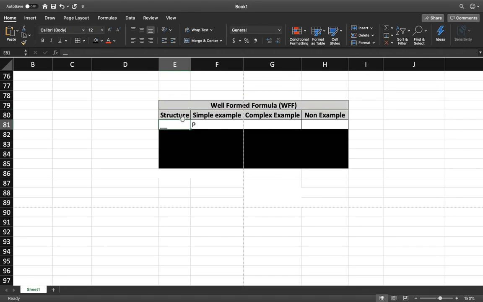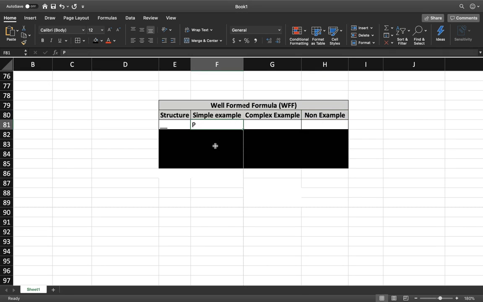So I'm going to go over the basic structure of a well-formed formula. I'm going to give a simple example of each type. I'm going to give a more complex example, and then I'm going to show what's not an example, something you can avoid doing. So all formulas need pieces.